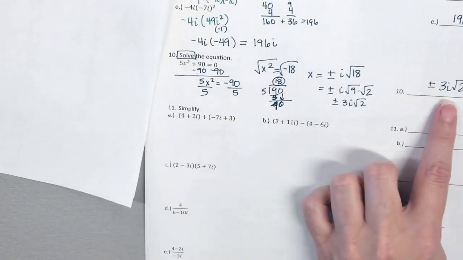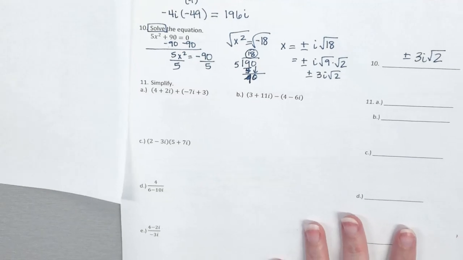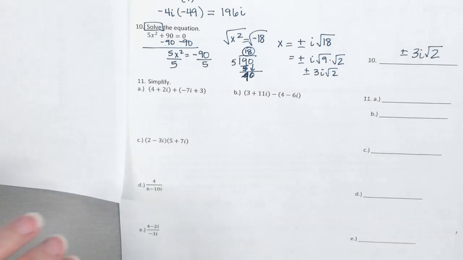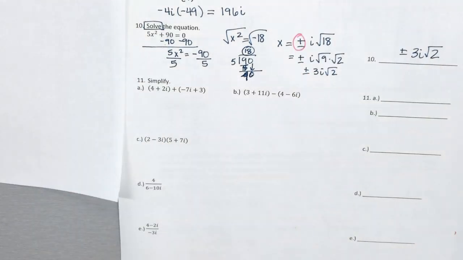Okay, so that's why you have to have the plus or minus for this, because you're solving. So if it's asking you to solve, you've got to have that plus or minus. Just circling that for emphasis.